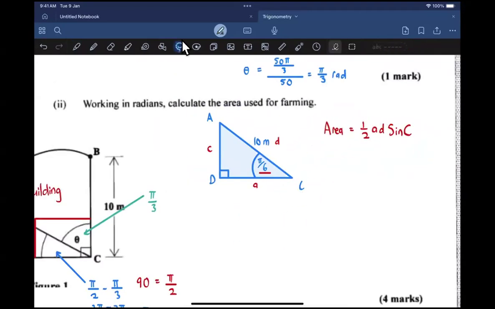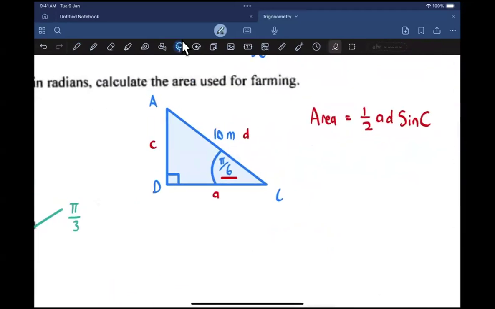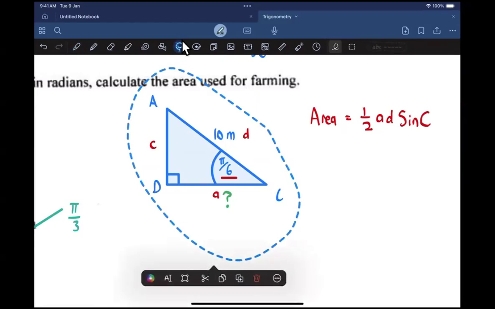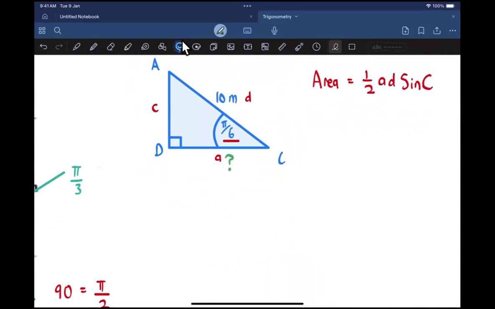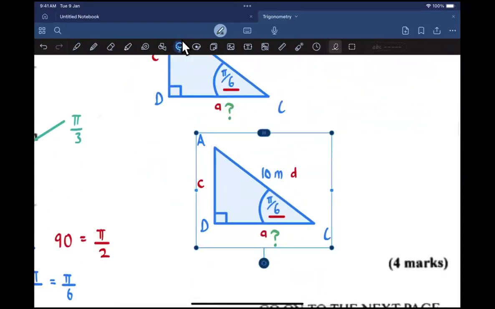Now, guys, if we are forced to use pi over 6 as the included angle, we have to find this side, and we have to find this. We don't really have a choice. Luckily for us, what kind of triangle is ADC? ADC is what kind of triangle, guys? Right angle triangle.